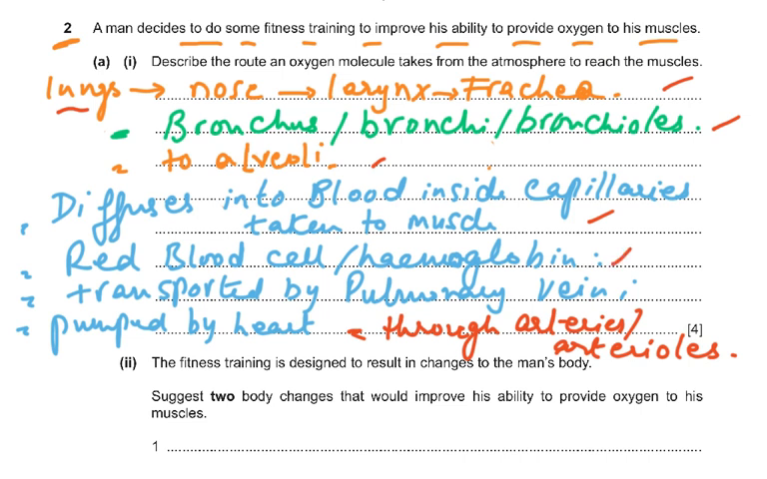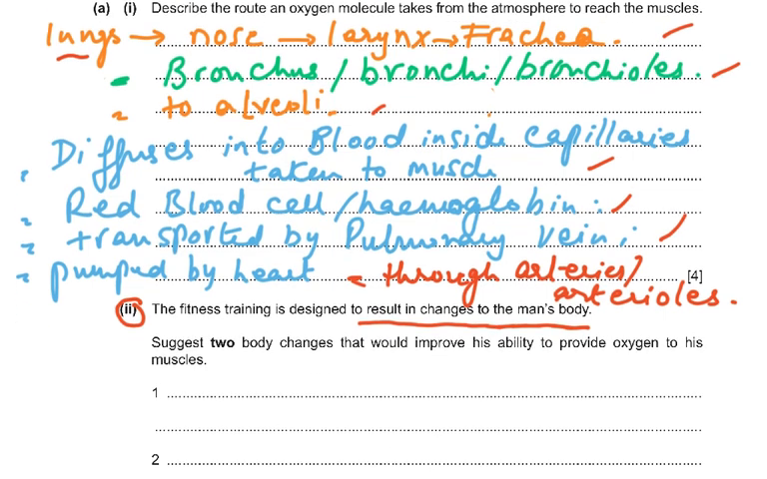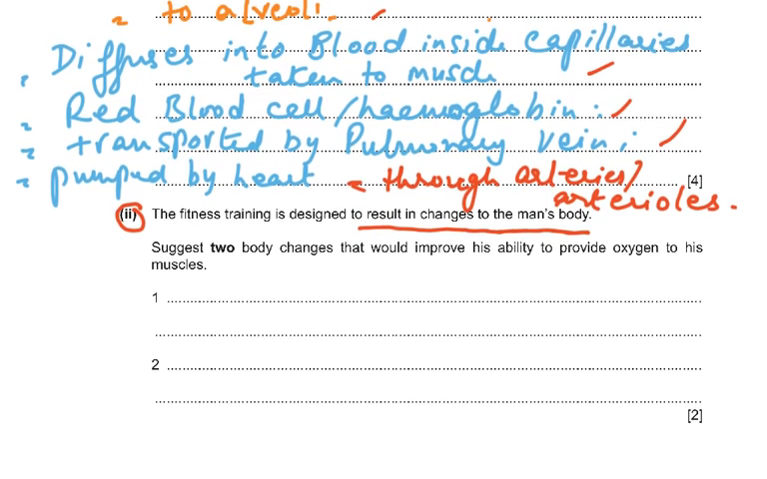Then the pulmonary vein is going to carry it to the heart. What is going to happen in the heart? The heart is going to pump this blood, and then it is going to reach the muscles through the arteries or the arterioles, which are going to be reaching the muscles. Now coming to part 2, the fitness training is designed to result in changes to the man's body. Suggest 2 body changes that would improve his ability to provide oxygen to his muscles.